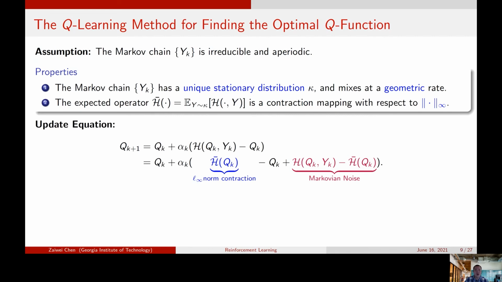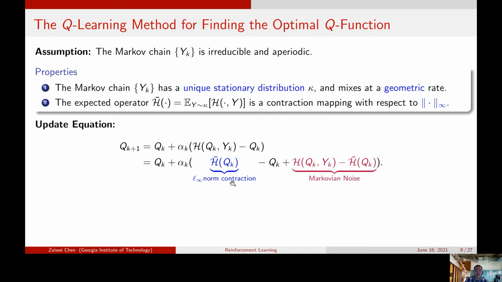Using the expected operator h bar, we can rewrite the update equation of Q-learning in the following form. What I did here is simply adding and subtracting h bar of qk. So there are two terms I highlighted here. The first term is h bar of qk, where this h bar is a sup norm contraction. And the red term here is the difference between the noisy operator and the expected operator. Since we have a Markov chain here, this represents the Markovian noise. The Markovian noise can be handled by using a conditioning argument.